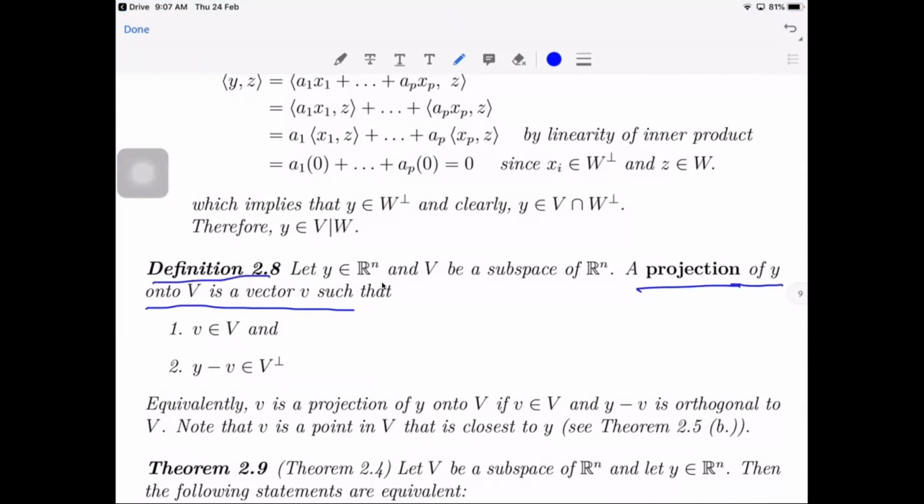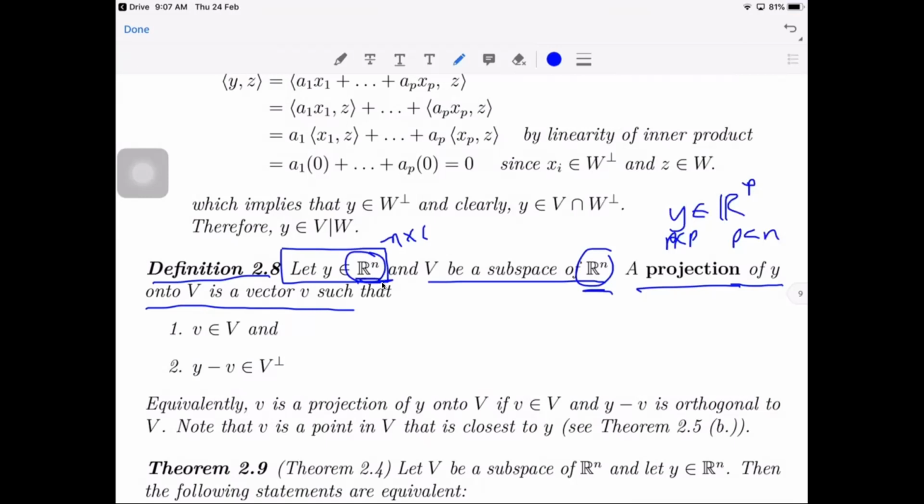Okay, so definition 2.8: let Y be a vector, n by 1, and V a subspace of R^n. Note that the subspace V is the same as the vector in that. Sometimes we let Y be just in R^p, a p by 1 vector, wherein p is less than n. In this case, we have a subspace of R^n, and we also have a vector in R^n.